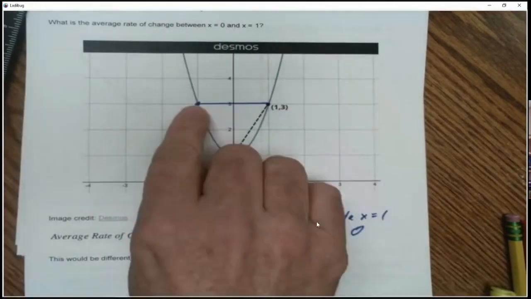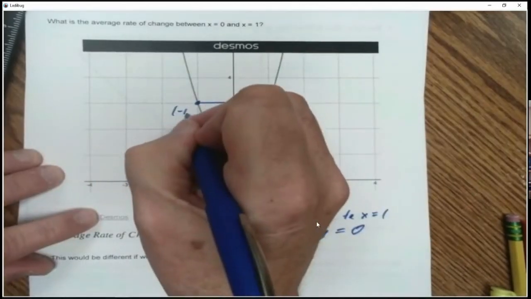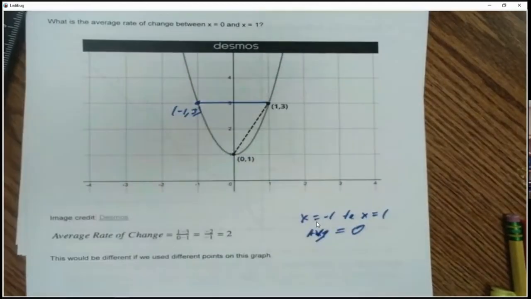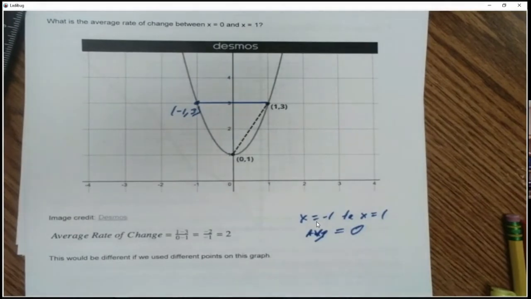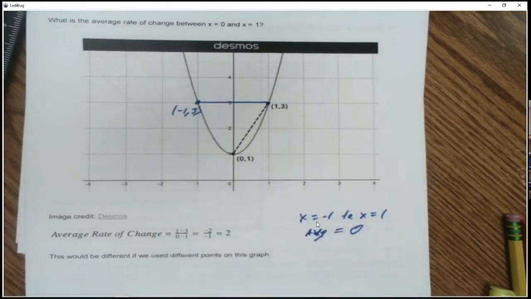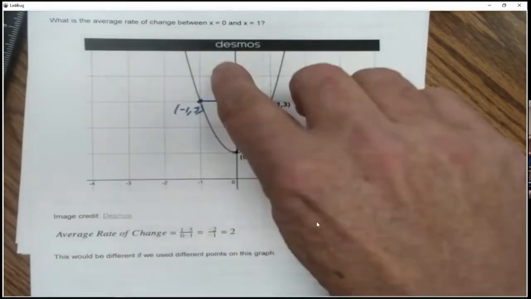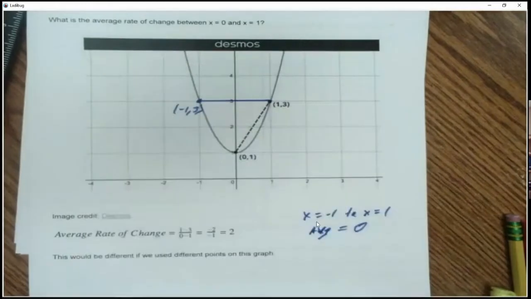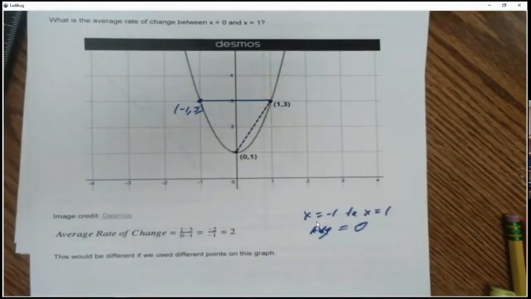It was 3 when we started. It was 3 when we ended. Negative 1, 3. The y's didn't change. So it just depends on what points we use. Same graph, but I found an average rate of 0. This is an average rate of 2. It just depends on where we chose. If we choose a point up here and a point down here, it's going to be a negative number, because it's going down. The y is going down as the x increases.